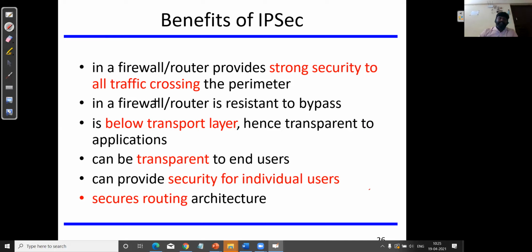Similarly, there are different routers or networking devices which convert our information to the secured one, right? So here again, the IP security in a firewall or router is resistant to bypass, right? Again, IP security is below the transport layer, and so it is transparent to the applications, right? This can be transparent to the end users, can provide security for individual users, as well as secure routing architectures, right?